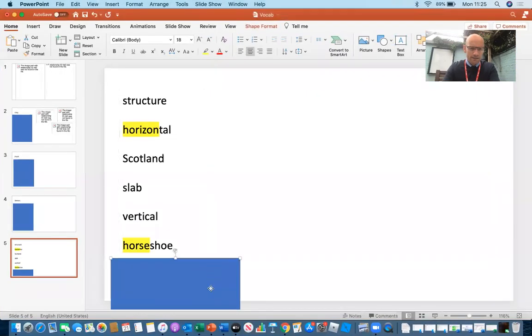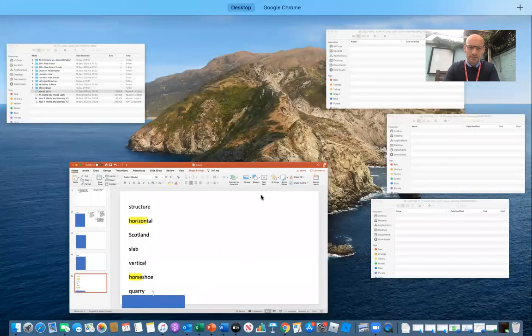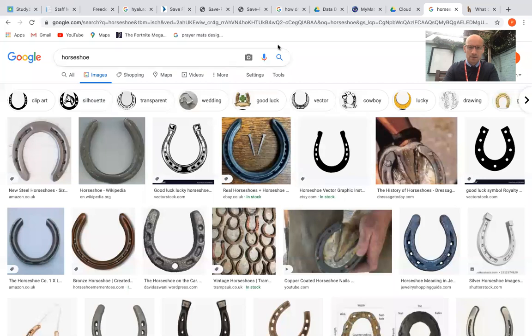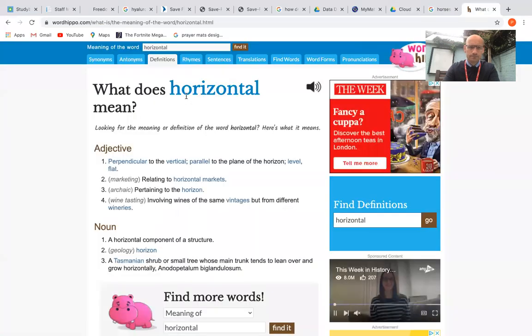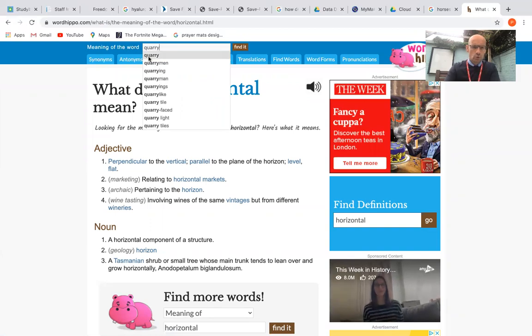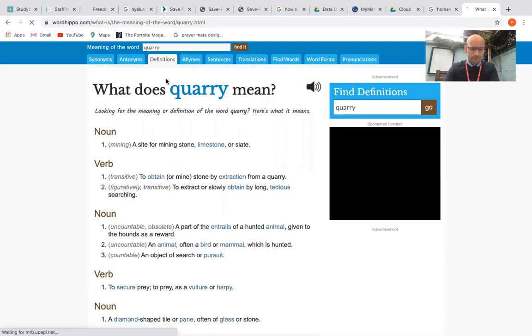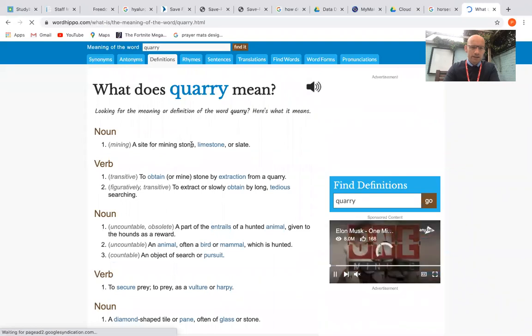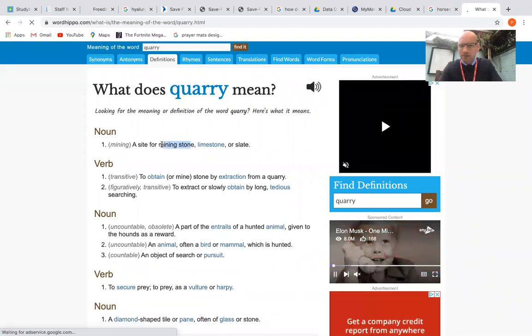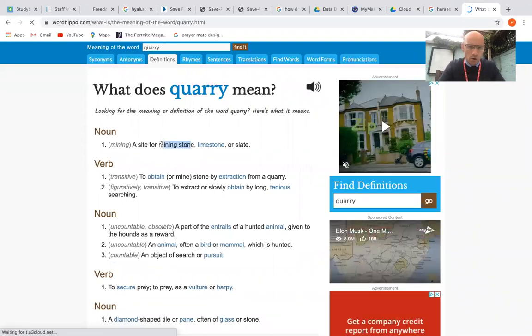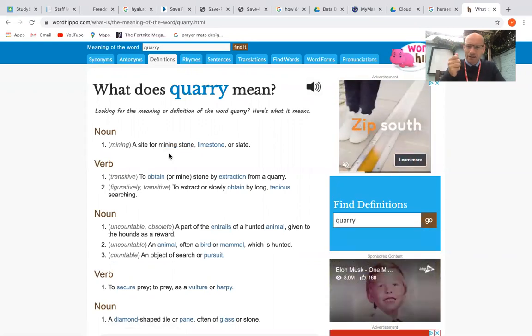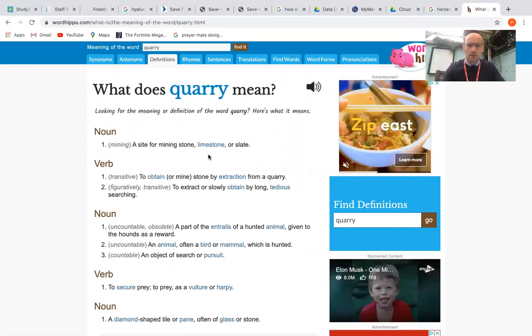And then finally, we have the word quarry, which I don't know what a quarry is. So just to finish off with, I'm just going to look at Word Hippo to see what a quarry is. Here we are. A site for mining stone. Well, I know what mining is because I play Minecraft. So a quarry is a site for mining or digging out stone. Okay.